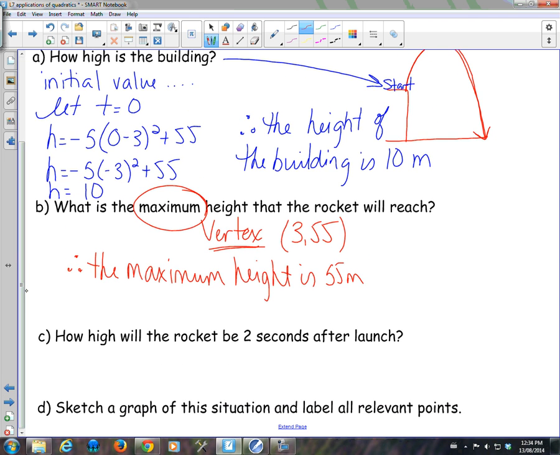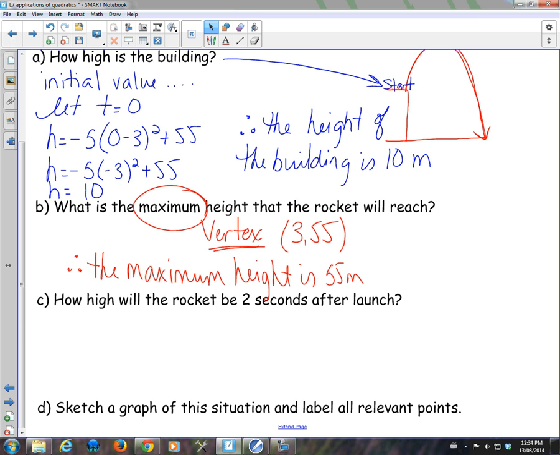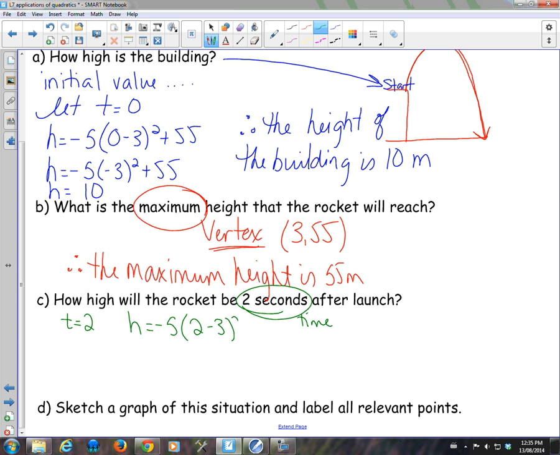How high will the rocket be 2 seconds after launch? So 2 seconds is a time. In our equation, we have a t that stands for time. So all it's asking us to do is take out the t and put in a 2. So we've got -5(2 - 3)² + 55, and use our equation to figure out h, which is the height.